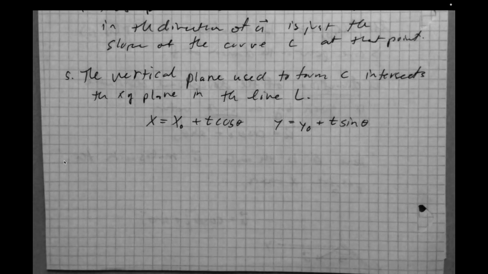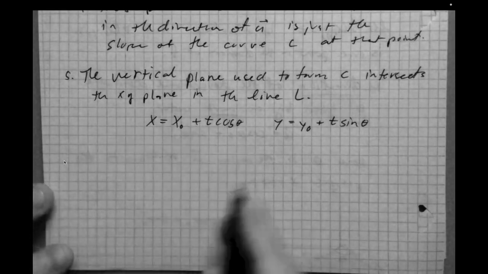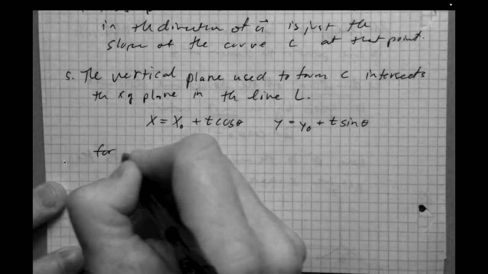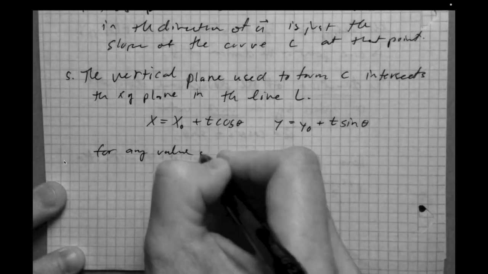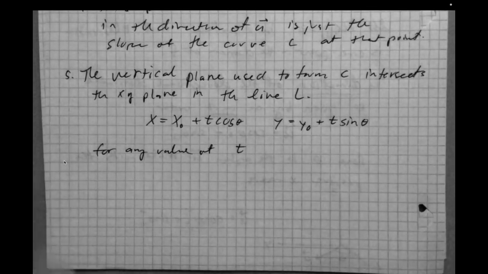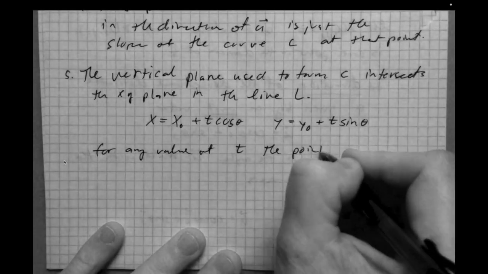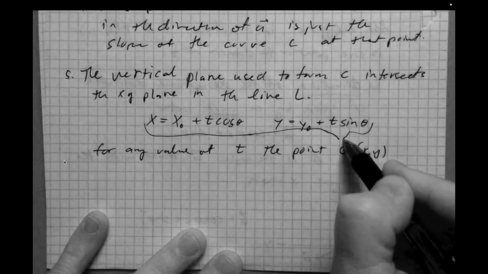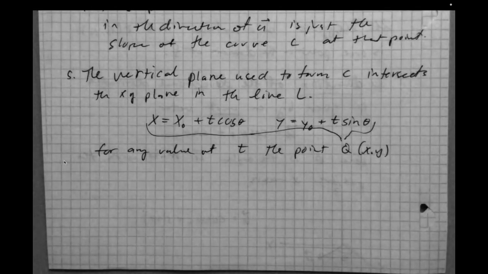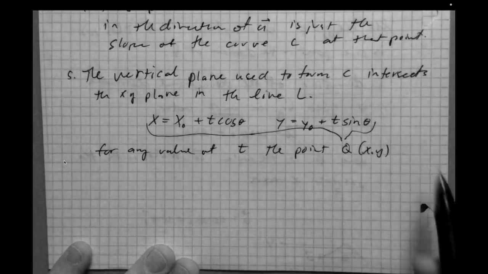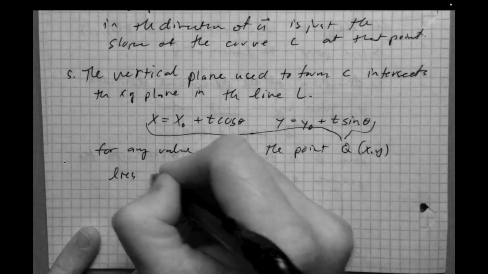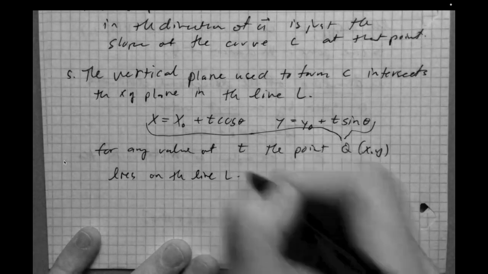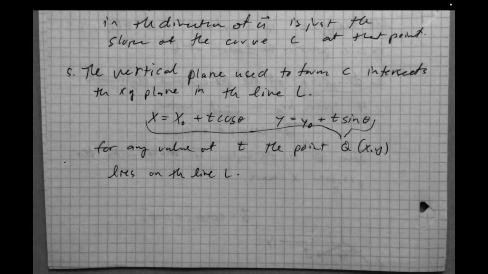Okay, and so what does that mean? Well, what it means is for any value of t, the point, which we'll call Q of xy, which is really just these guys, the point Q of xy lies on the line L. Okay, simple enough. No big deal there, no problem there, right?